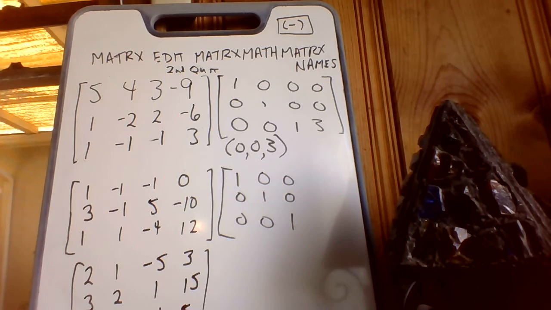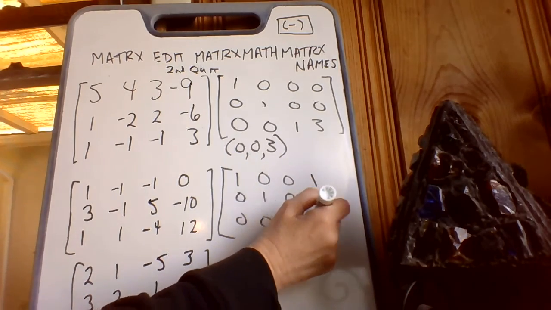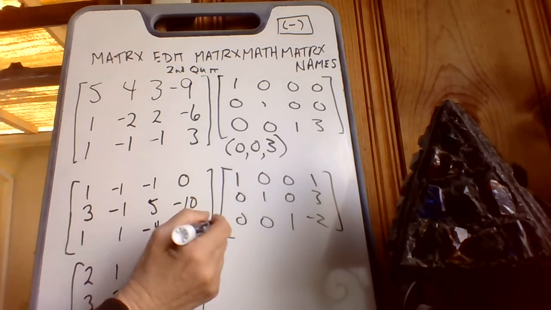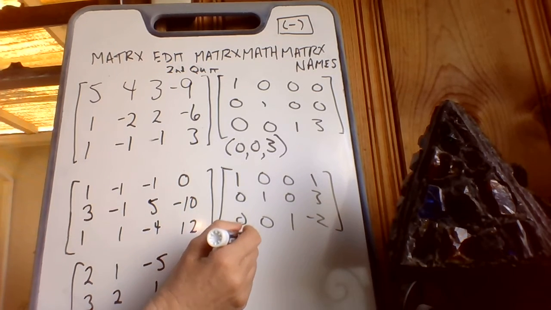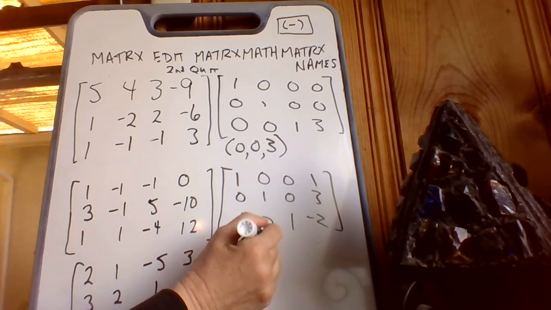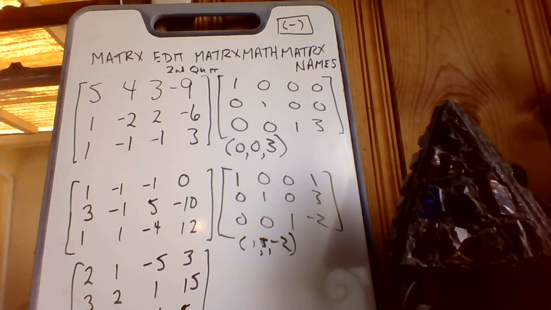And it comes out with 1, 3, and negative 2. That last column is the one that counts. So on my paper now I know the answer. It's 1, 3, negative 2.